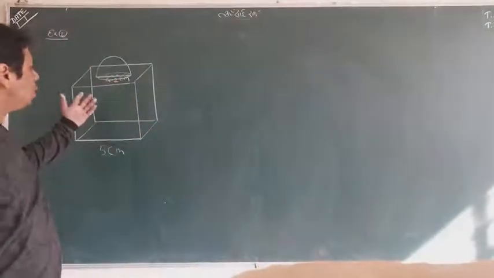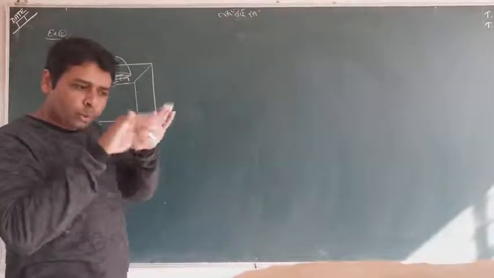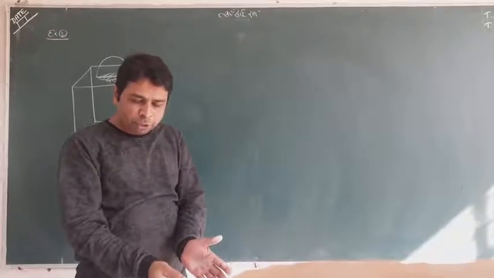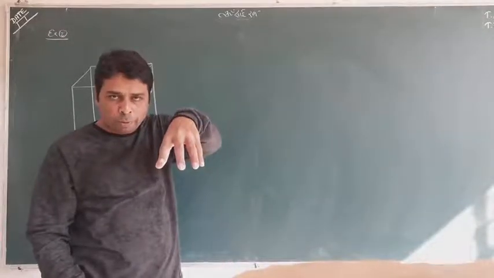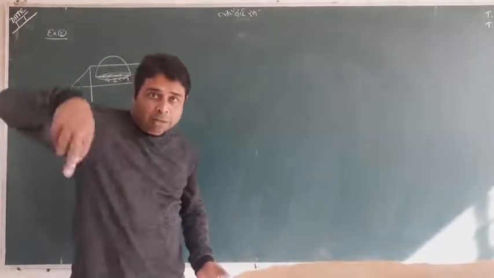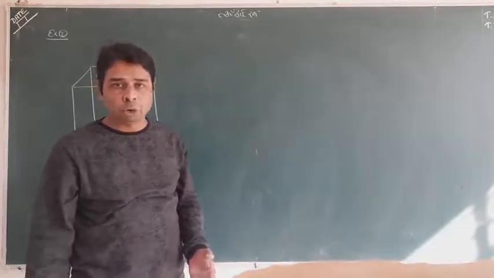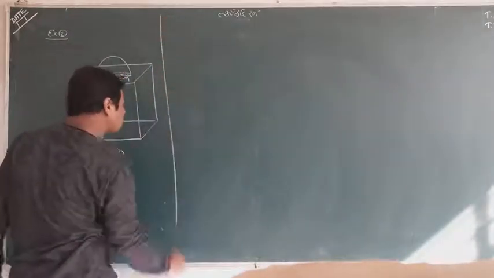So you can see that this portion you cannot see practically. When this block is kept in front of you, with a ball kept on the top of the cubic block, you can understand that you can see all except the circular region, which is actually the base of the hemispherical block. Okay, so I'll start my writing here.